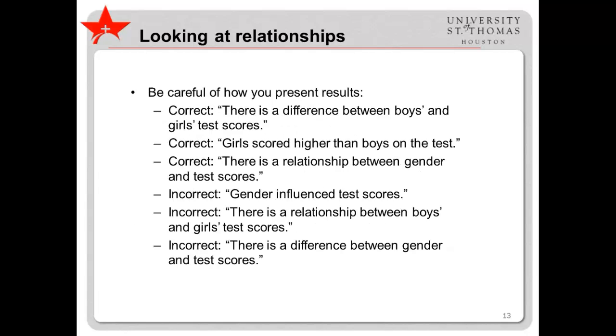Given the fact that we are looking at relationships in terms of group differences here, be careful of how you present the results. For example, if you find a significant difference between the boys' test scores and the girls' test scores, it would be correct to say, there is a difference between boys' and girls' test scores, or girls scored higher than boys on the test, or there is a relationship between gender and test scores.